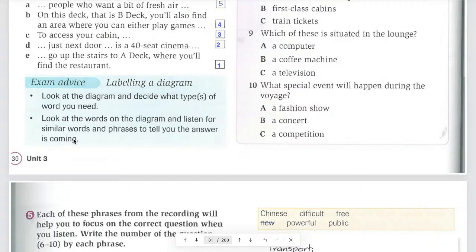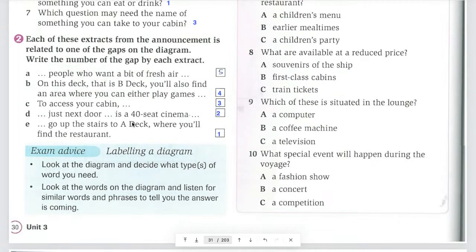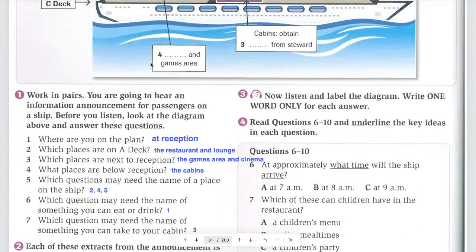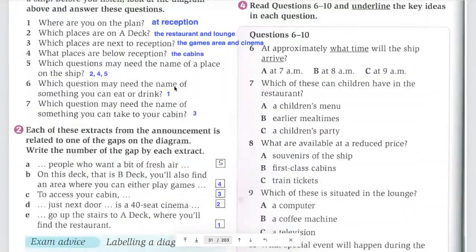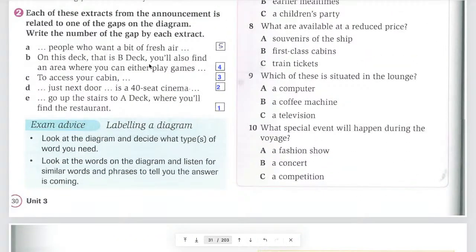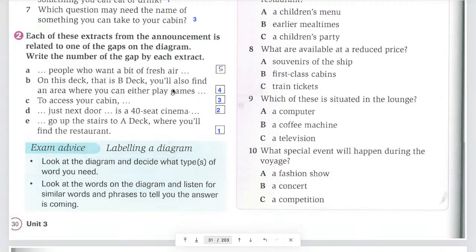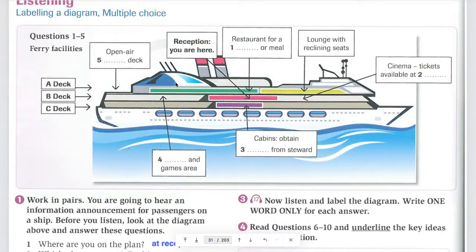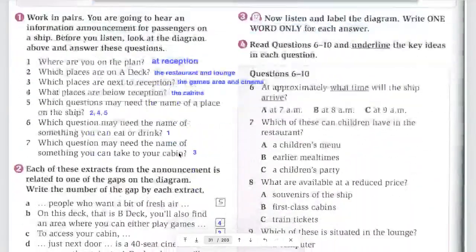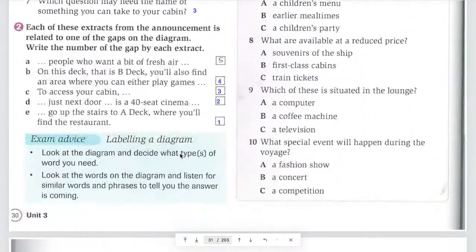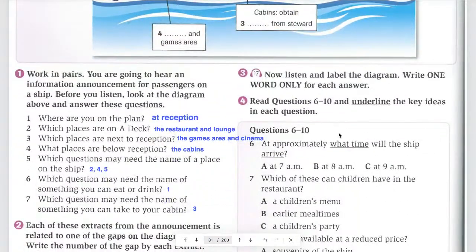Look at the words on the diagram and listen for similar words and phrases to tell you the answer is coming. So for example, you look at the diagram, you see open air, and you hear something like, oh, fresh air. Of course, not the same word, but similar words, right? So you know, oh, the answer is coming. Got it? So you see something like play games, and then you think, oh, games area or game center, something like that. So you know the answer is coming. All right. So that is the exam advice. Now let's have a short break. Okay.